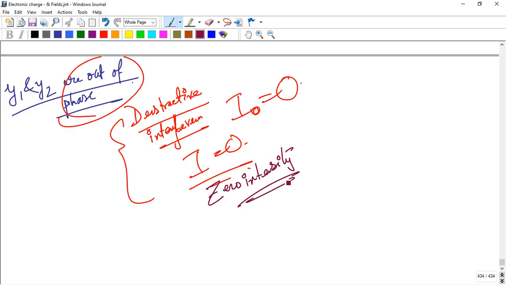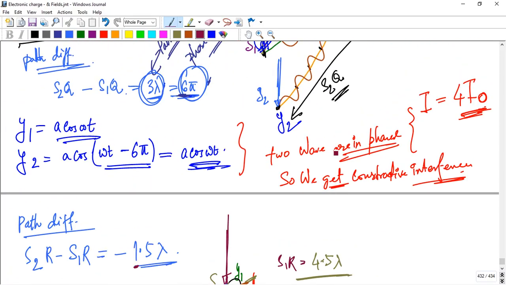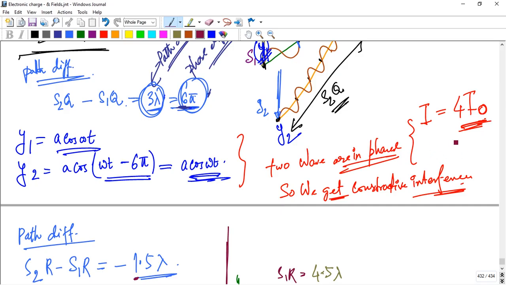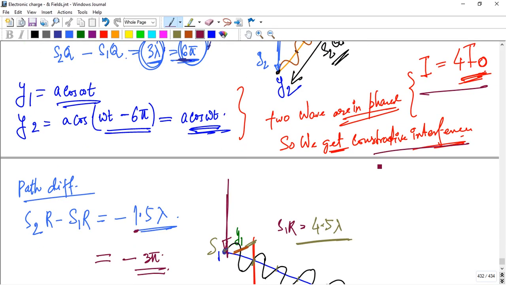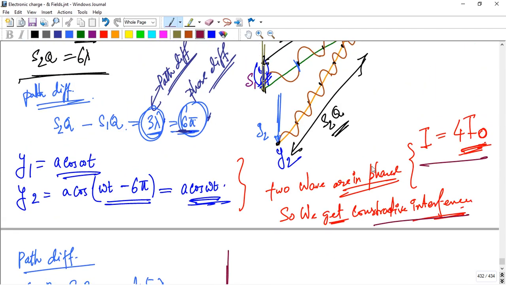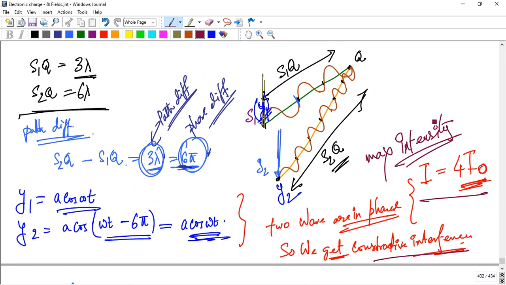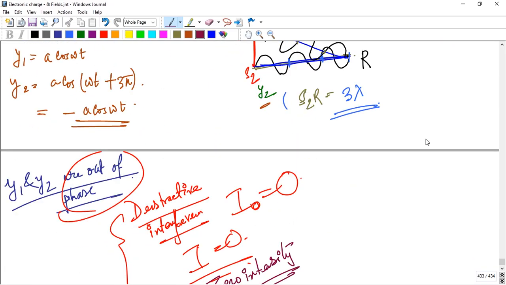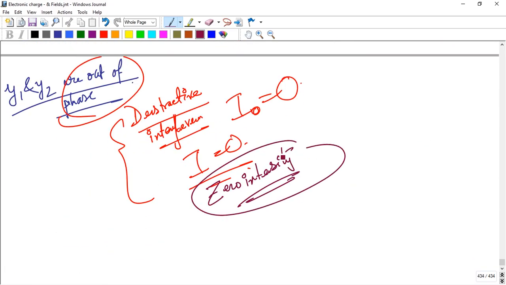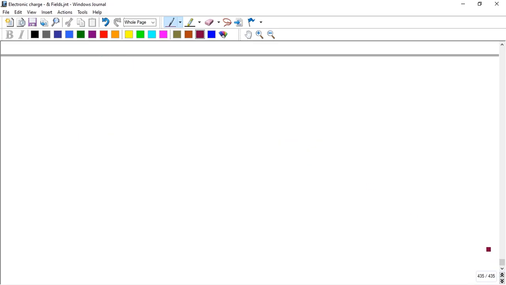And constructive interference creates maximum intensity, while destructive interference gives 0 intensity. To summarize these two, constructive and destructive, on the next page.